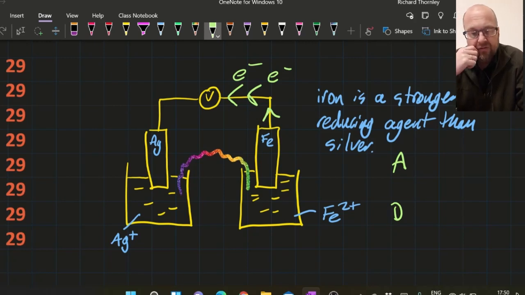Next one. And so since iron's giving off the electrons, it's the negative electrode, where the electrons come from. So the negative electrode is iron, so that's D, isn't it? 29D. Yeah, 29D.